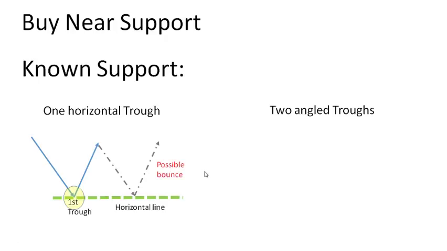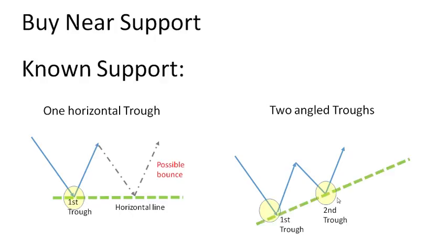And then, kapag naman dalawa yung trough mo, pero angled siya, meron siyang angulo, yung first trough and second trough, you just connect that, and then you'll have this ascending line as possible support line. Na kapag ni-revisit ng price yan, there's a possible bounce. So that's for unknown support.